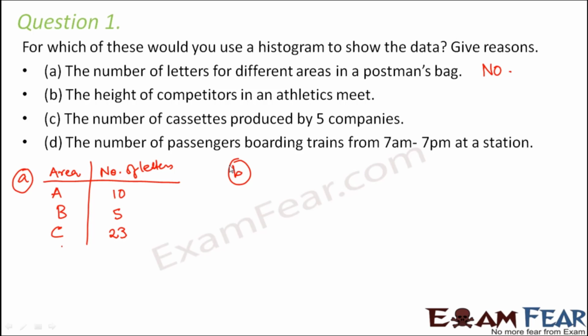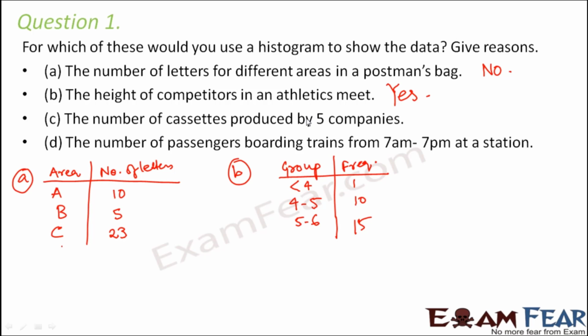But in this case, what you can do is create groups. You can create groups in the sense of how many athletes fall in the height range of, say, less than 4 feet. How many of them fall in the range of 4 to 5? How many of them fall in the range of 5 to 6, and so on? And on the other hand, you can write down the number of athletes who are in this height range, right? So in this way, you can have a grouped frequency distribution table, and therefore you can use a histogram to show the data.